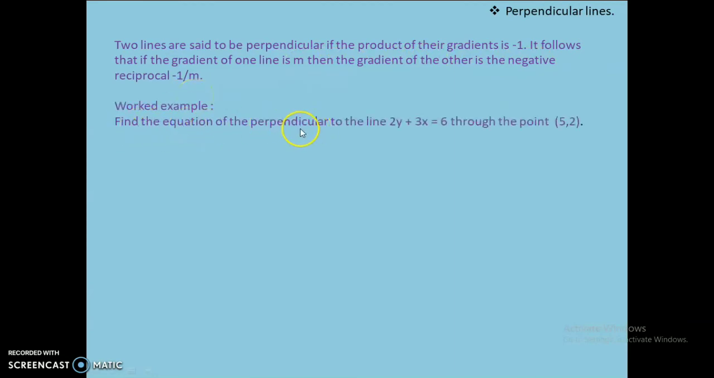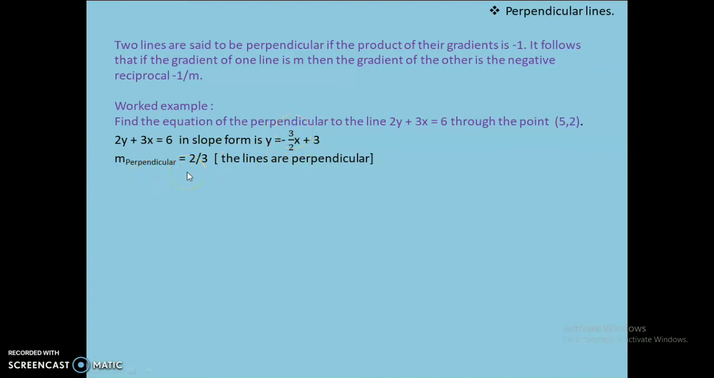Now we have to find the equation of the line perpendicular to 2y plus 3x to be equal to 6 through the point (5, 2). So then we represent it in the slope form. This line, we represent its equation in the slope form so that you can easily determine the gradient.